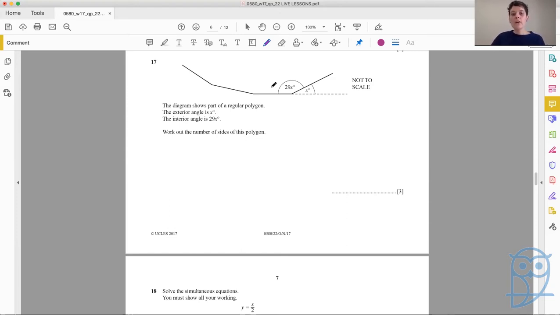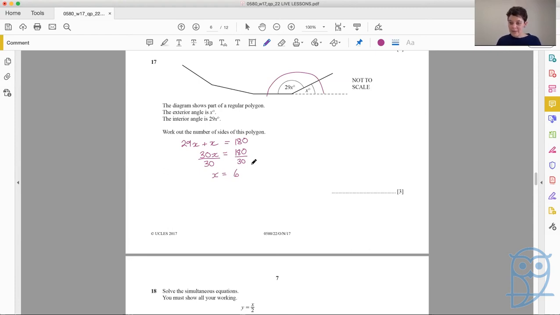So, remember that an interior and an exterior angle always form a straight line. So we know that 29x plus x, so that whole big angle here, is going to equal 180. So 30x, combining like terms, equals 180. Dividing by 30, both sides treated exactly the same. x equals 180 divided by 30, which is 18 divided by 3, a mere 6.